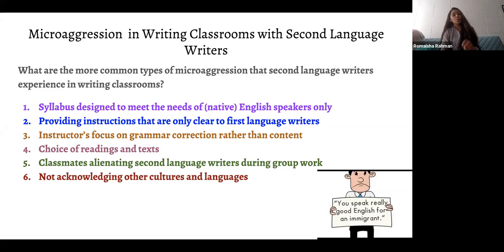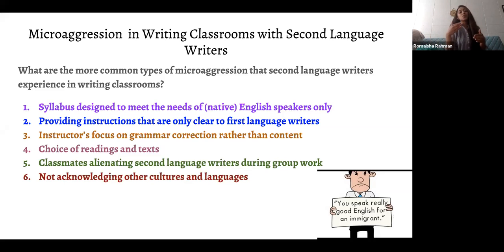Now, coming to the third point, instructors focus on grammar correction rather than content. It is very common for instructors to become fixated on correcting the grammar of students when they're second language writers, which they wouldn't do if it was a first language writer, because being bilingual or trilingual, you have multiple language structures in your head. So when you're writing something, you might mix them up, and there are grammatical issues, but writing classrooms are not about correcting grammar. It is more about the content.